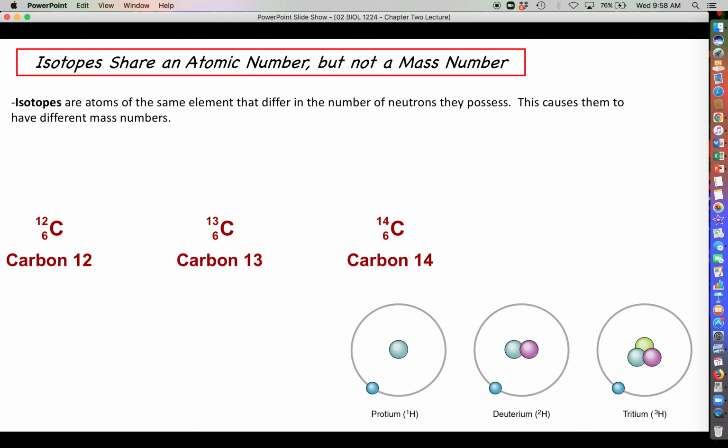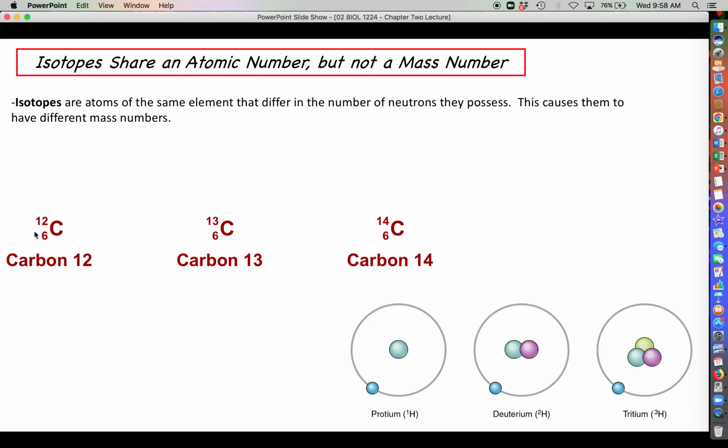An isotope is a variance of an atom that all have the same atomic number, so they all have the same number of protons, but they are different from each other because they have different numbers of neutrons. So this is going to cause different atoms of the same element to have different mass numbers, even though they all have the same number of protons.